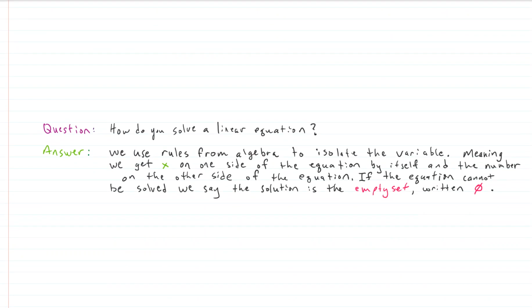So how do we solve a linear equation? Well, we just use the rules of algebra and we isolate the variable. In other words, we take the variable to one side of the equation and then we take all the numbers to the other side of the equation. And if we can't solve it, we say that the solution is the empty set, and we use this symbol, a 0 with a diagonal line slashed through it, to represent the empty set.